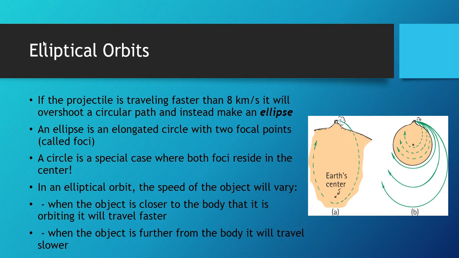And so we know that these things that are orbiting around the sun, or as objects orbit around the Earth, if they're traveling in elliptical orbits, we know that they have to be traveling faster, at least around the Earth, than that 8 kilometers per second.